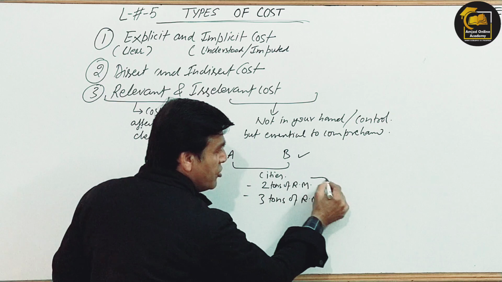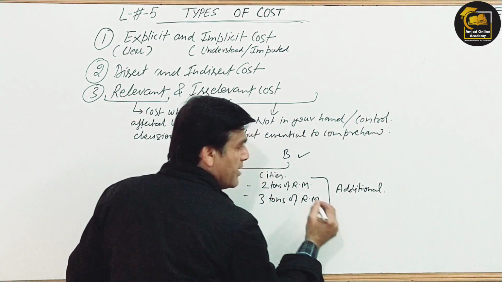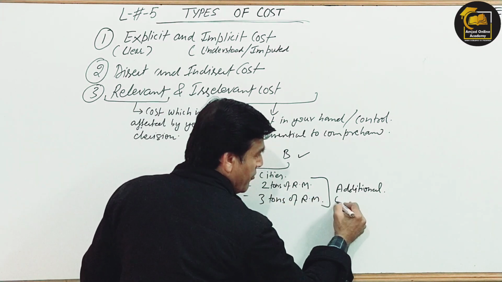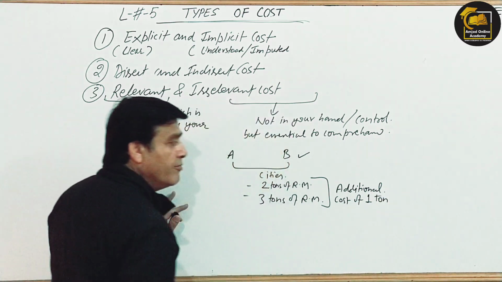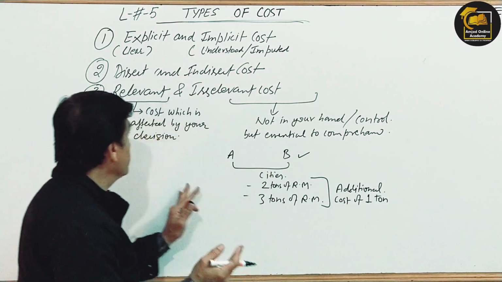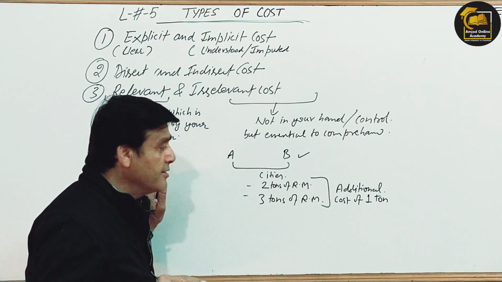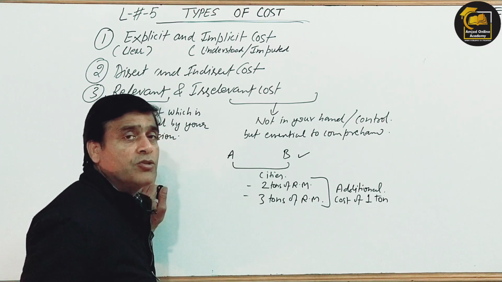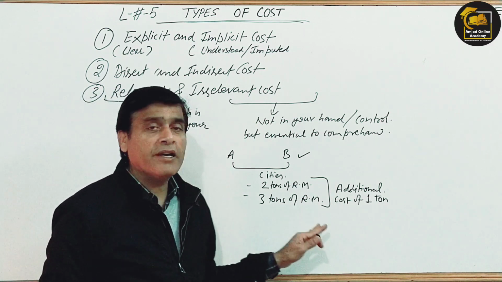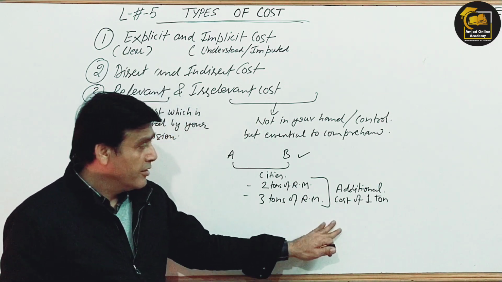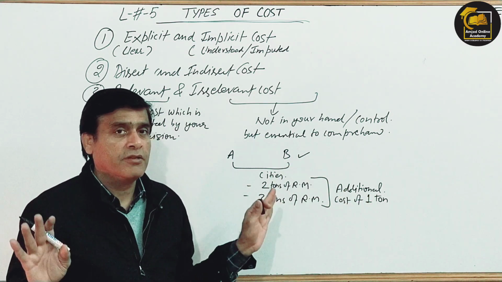Now this additional cost of 1 ton will definitely be borne by you, and this is completely relevant to your decision making because it was your decision. First you decided that you have to buy 2 tons of raw material. Then you changed the decision, and instead of buying 2 tons of raw material you will buy 3 tons, but the additional cost of 1 ton will be borne by you, and this is the relevant cost, right?